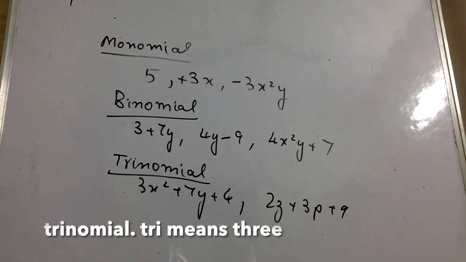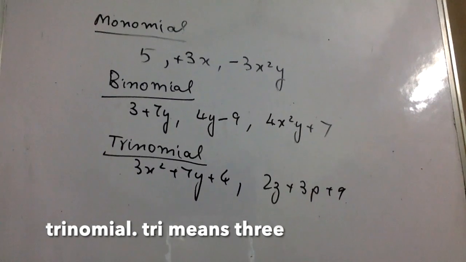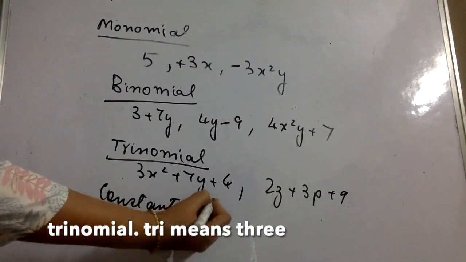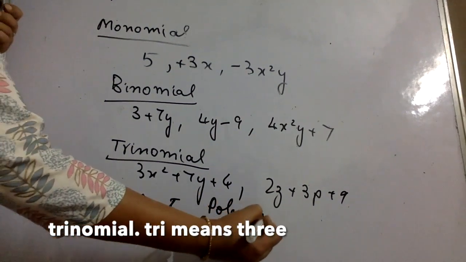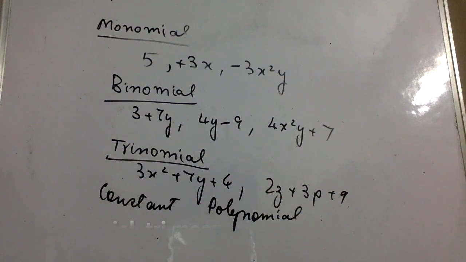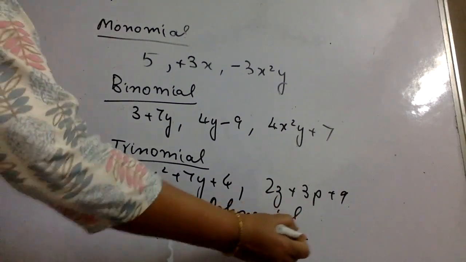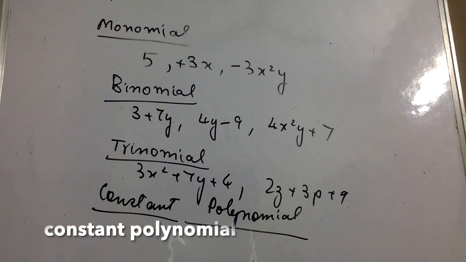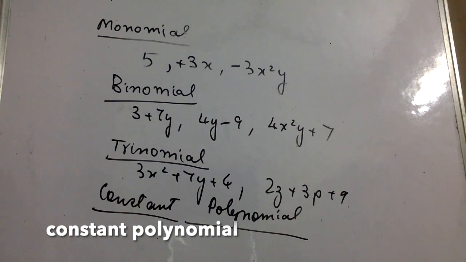Now, there's something called a constant polynomial also. What is a constant polynomial? A constant polynomial is the one which is just a plain number. It does not have any variables. Basically, the polynomial formed with just a number. Polynomial formed with a constant term can be called a constant polynomial.